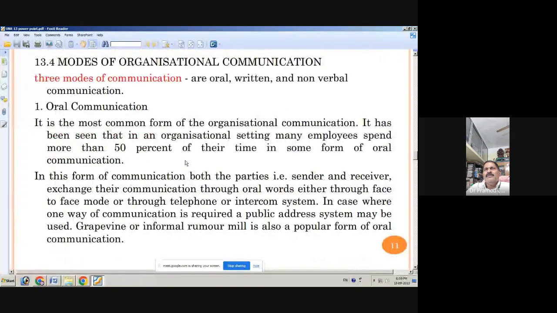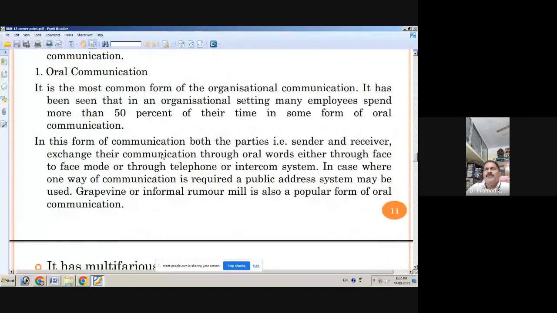Then the mode of communication: you know that there is oral communication. Oral communication is direct interaction, that is, verbal communication. Both parties, the sender and receiver, exchange their communication through oral words. That is nothing but face-to-face interaction. Orally, you can also have a conversation, and it may be through telephone, it may be through intercom.